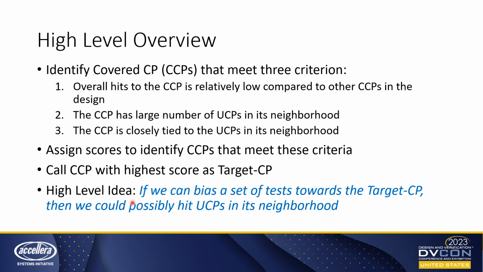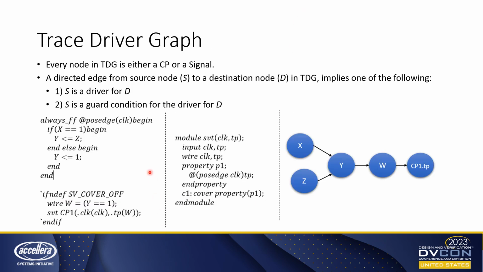The high-level idea is that if we can bias a set of tests towards the target CP, then since this target CP's neighborhood is less explored, it has a lot of UCPs around it, and the UCPs are closely tied to the target CP, by bumping up the hit rate to the target CP, we could possibly hit UCPs in its neighborhood. In order to define concepts such as neighborhood and association between two cover properties, we need to introduce the notion of a trace driver graph.